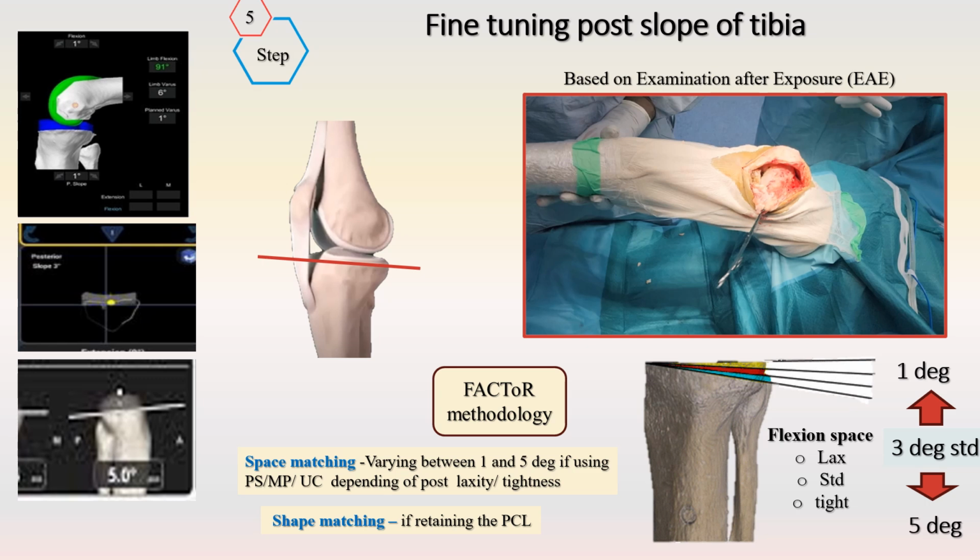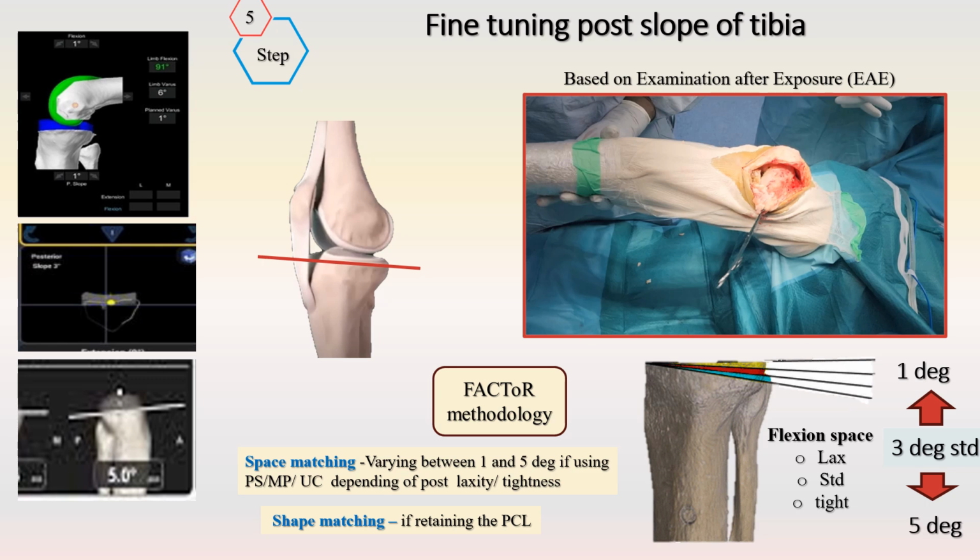Now once you take the PCL off, then you need to space match the space to what is native for that patient. However, if you are retaining the PCL, then we can do a shape match. You can cut the tibia in the same slope. So if you're not doing a PCL retaining design and you're taking the PCL off, we're doing space matching.